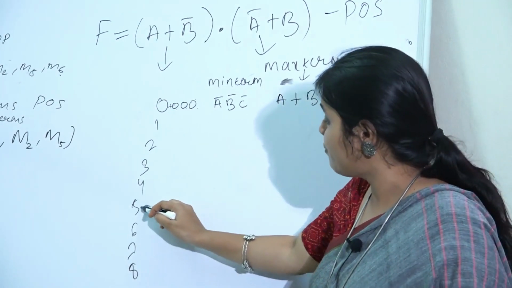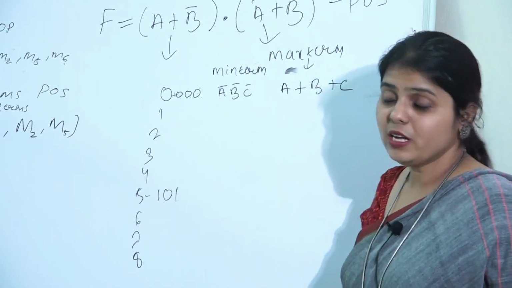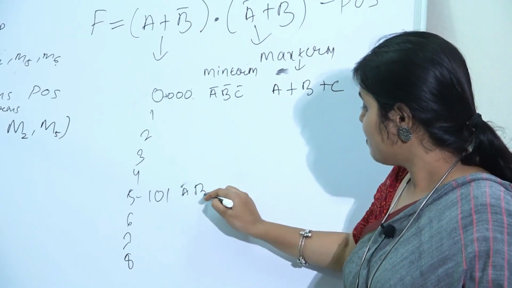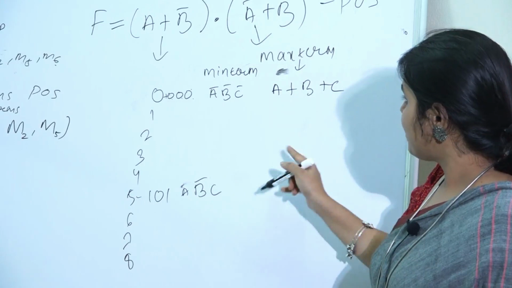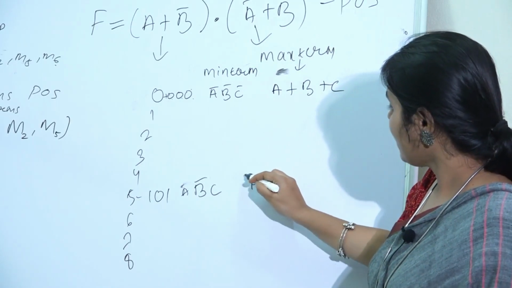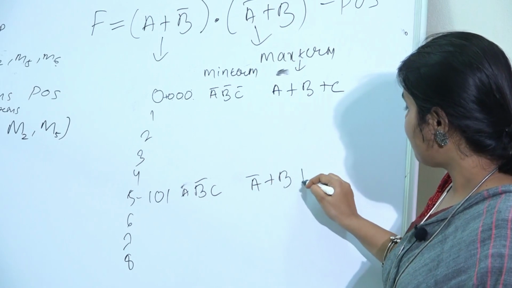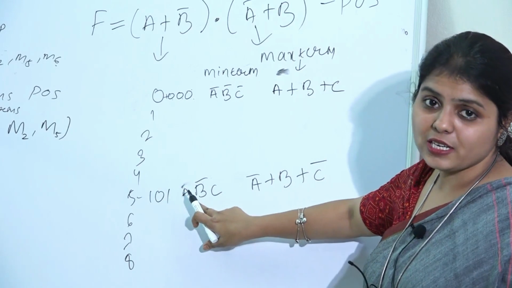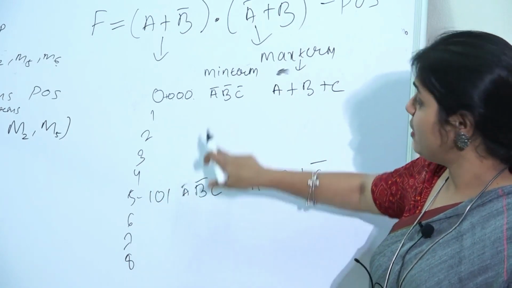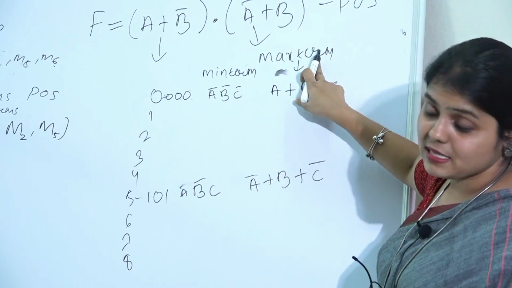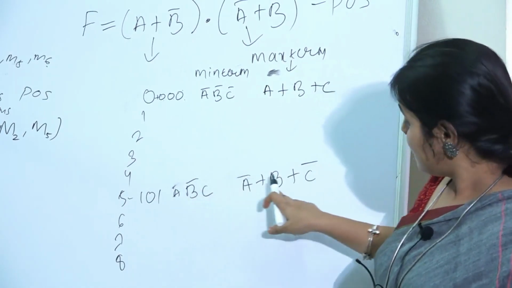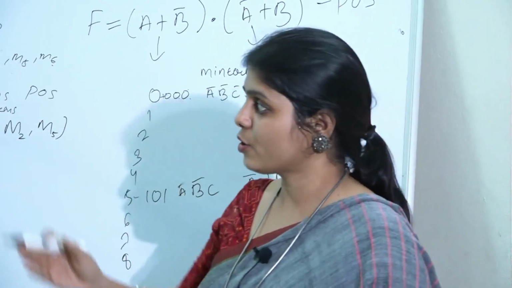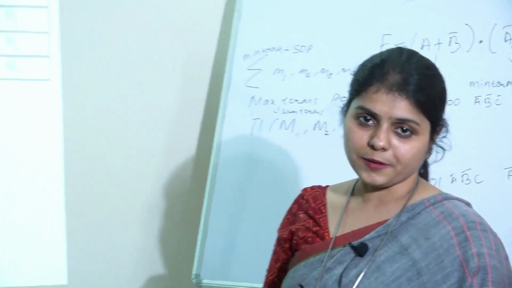Now let's take another example, 5. 5 is 1, 0, 1, okay. So how do I represent it in min term? A B bar C. How do I represent in max term? A bar plus B plus C bar. Did you all get this? So 1 represents the original literal, 0 represents the complement when you take it as min term. But when you take max term, 0 represents the original literal, whereas 1 represents the complement of that particular literal. Okay, the same thing is what is represented here.